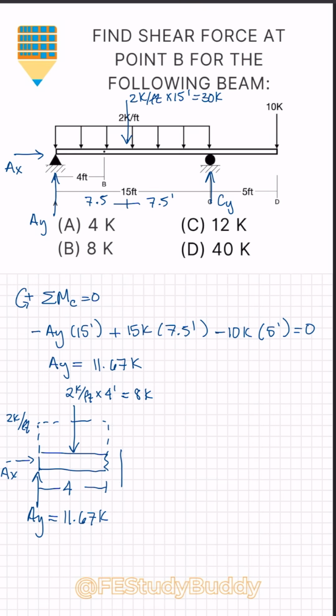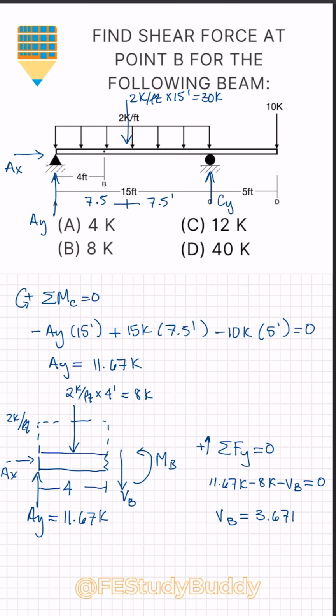Using positive notation for internal forces, we have VB going down, and counterclockwise, our moment at B. Next, using equilibrium equations again, we're going to do sum of forces in the y direction. Anything going upward will be considered positive. We have 11.67 kips from our AY, a negative 8 kips from that resultant, and a negative VB from our internal shear. That will all sum to 0. Plugging into our calculator, we get VB is equal to 3.67 kips. The nearest answer is option A, 4 kips.